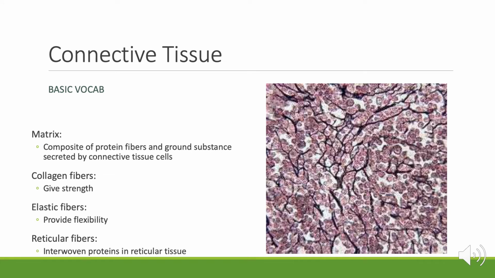Some basic vocab connected to the connective tissue is matrix, which is a combination of protein fibers and ground substance, which is secreted by connective tissue cells. It's pretty much all the space in between the cells themselves. Then you have collagen fibers, which give additional strength, elastic fibers, which provide flexibility, and reticular fibers, which are interwoven proteins found only in reticular tissues. You can see this in the picture on this slide. All of the black lines are reticular fibers.